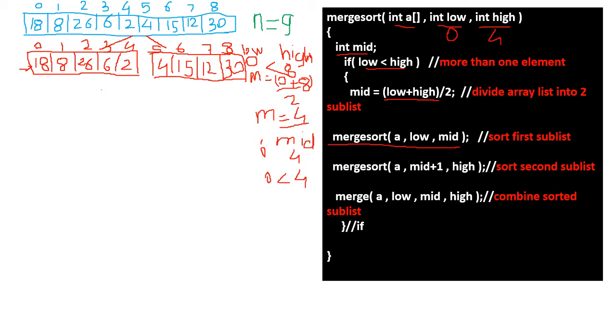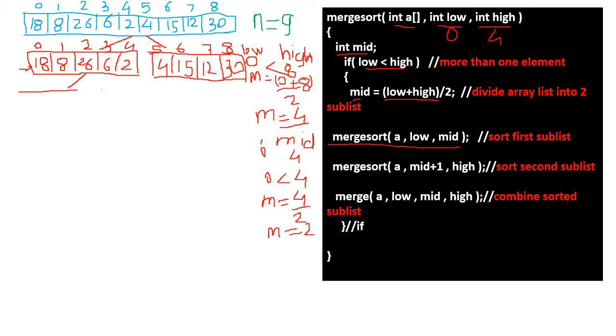Yes, this condition is true, so find the mid again. By using this, we divide this sublist again into sublists. Mid is equal to (low + high) / 2, that is (0 + 4) / 2, so here we get our mid value as 2. Mid value is 2. This means we can divide this sublist into another sublist, that is from 0 to 2 and 3 to 4.